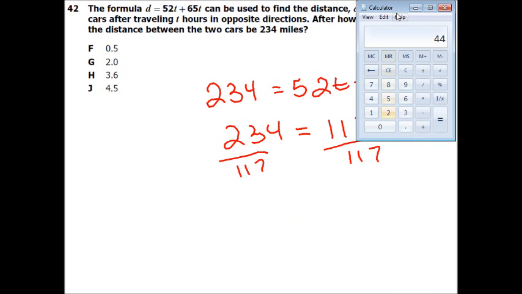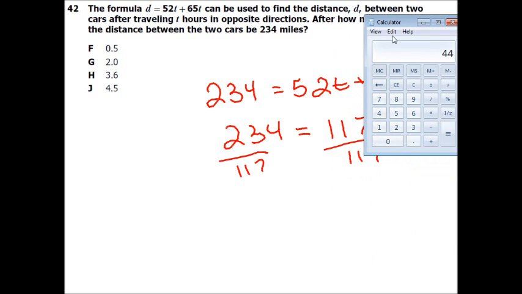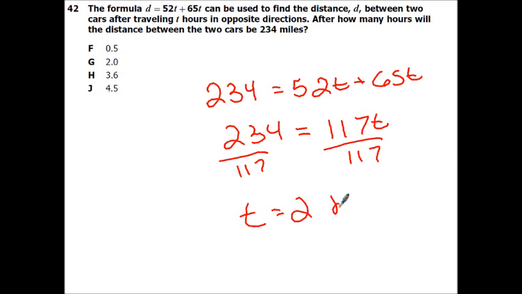I have a feeling that we're going to be 2, but let's go ahead and check. So 234 divided by 117 equals 2. So the time equals 2 hours.